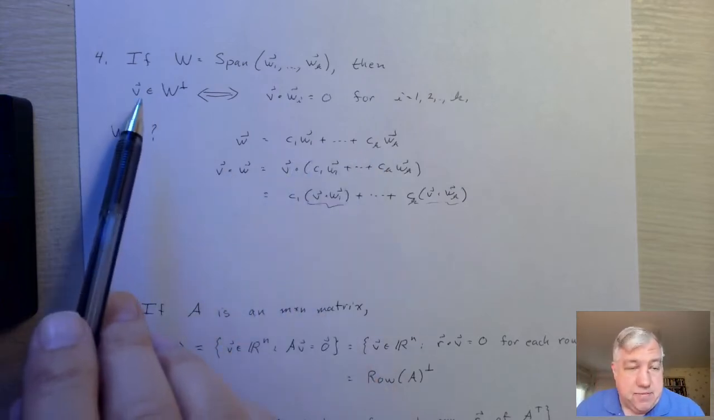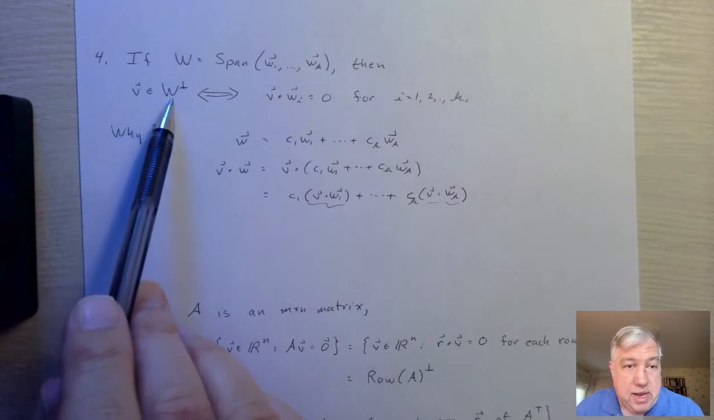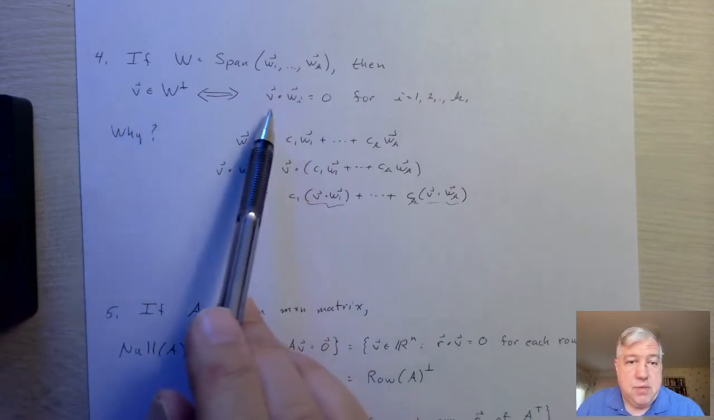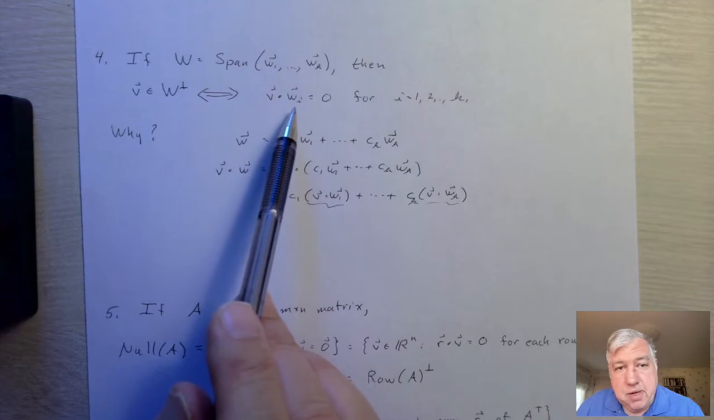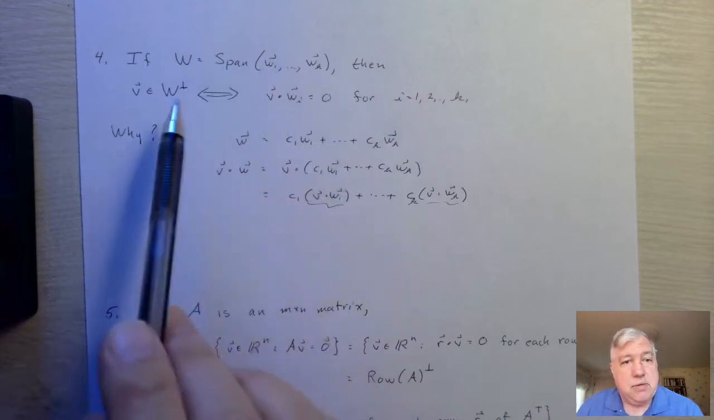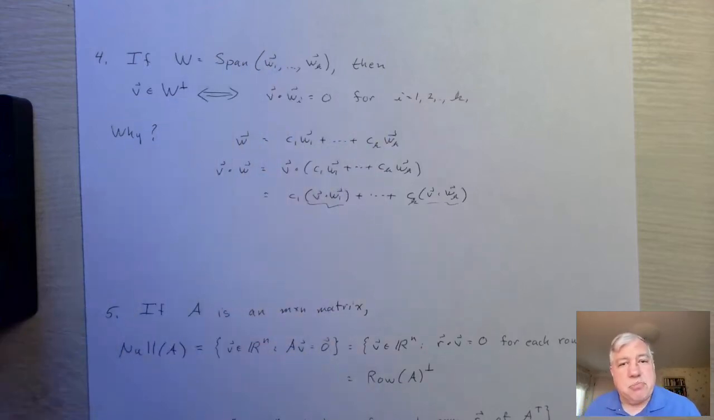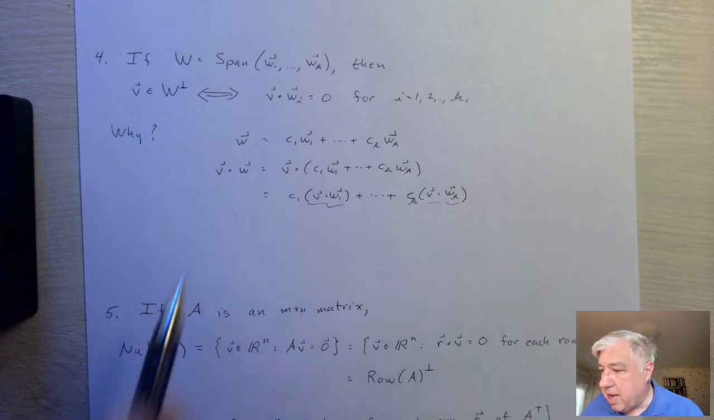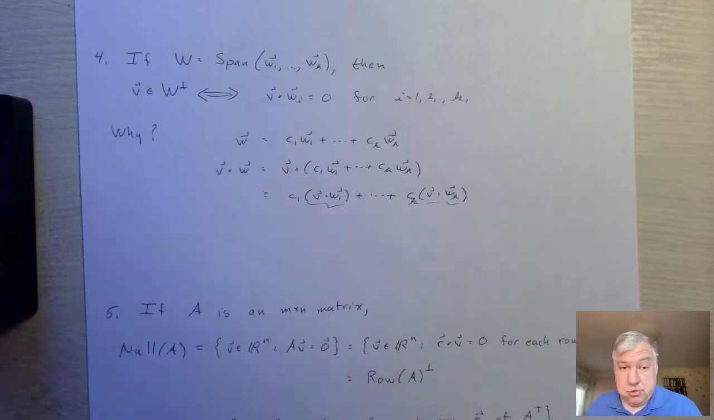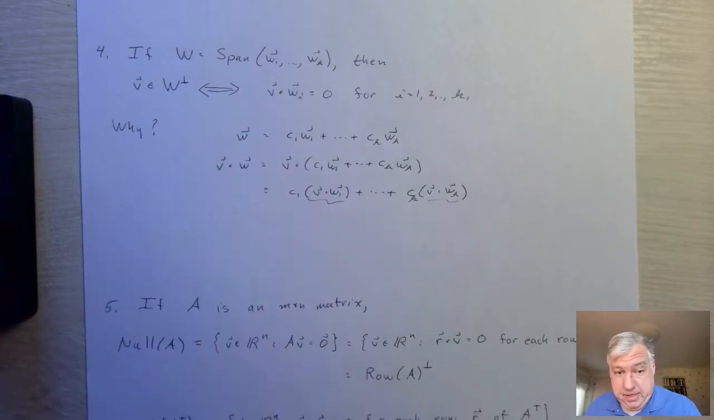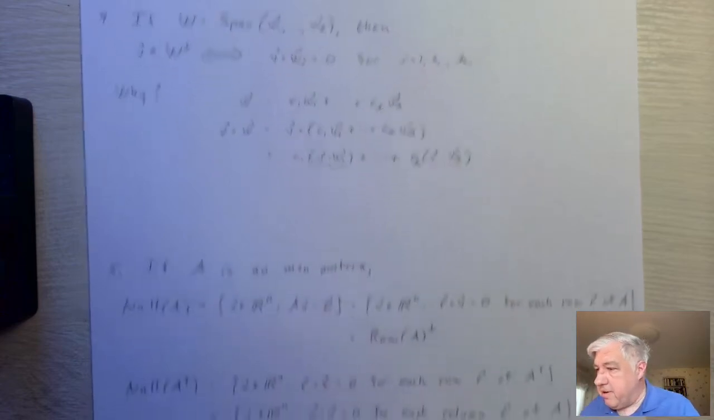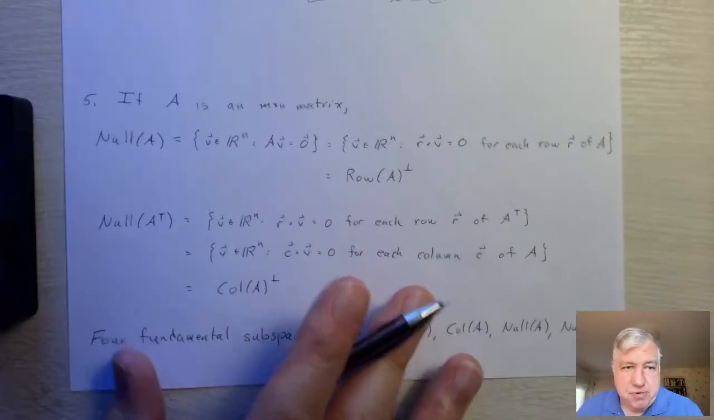Obviously, if V is already in W perp, then this automatically holds because all of these Wi's are going to be in W. Okay, so we've actually proven both directions. So we just have to show that it's orthogonal to everything in the spanning set. One other tidbit of information before we do an example.